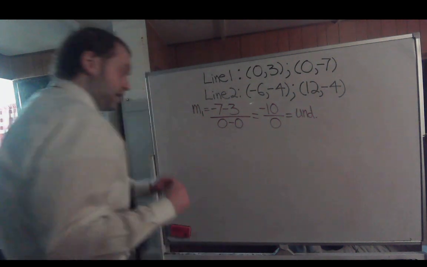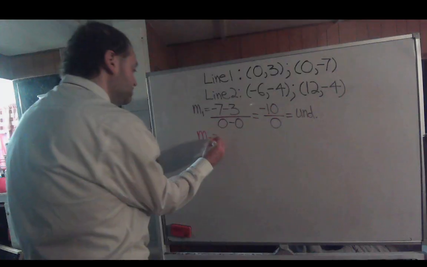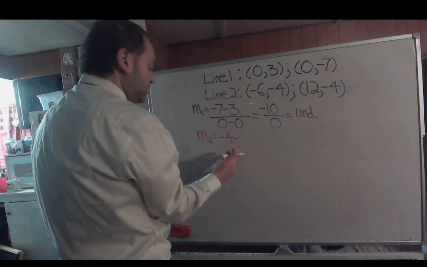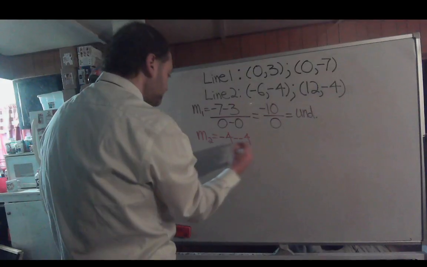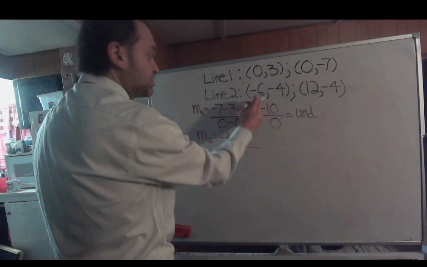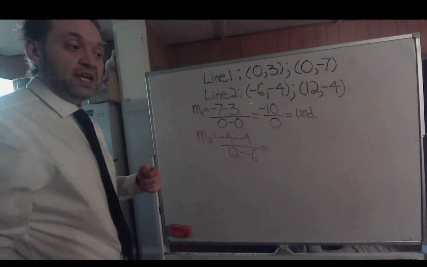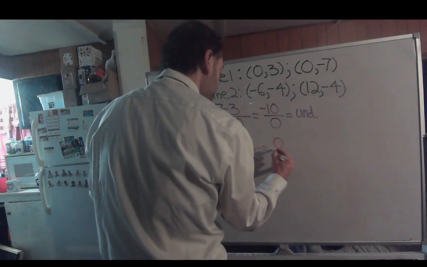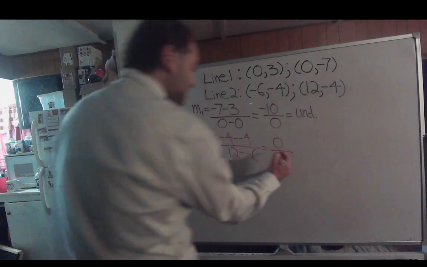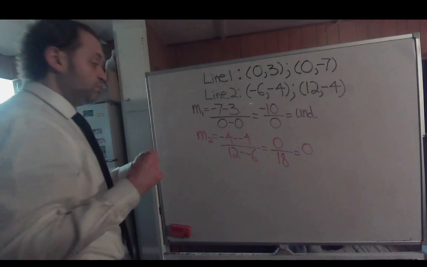Now, what about the slope of line 2? So m sub 2. So take your y2 of -4 minus your y1 of -4, divide that by your x2 of 12 minus your x1 of -6. Alright, so -4 minus -4 turns into -4 plus 4, so that'd be 0. 12 minus -6 turns into 12 plus 6, that'd be 18. 0 over 18 is 0. So the slope of line 2 is 0.